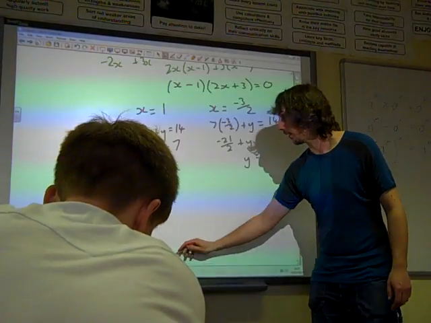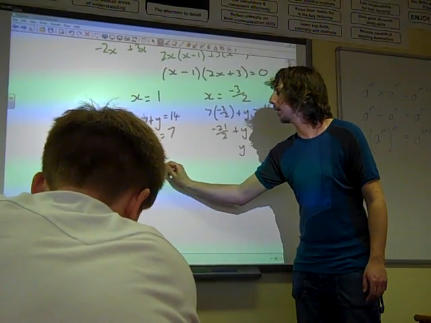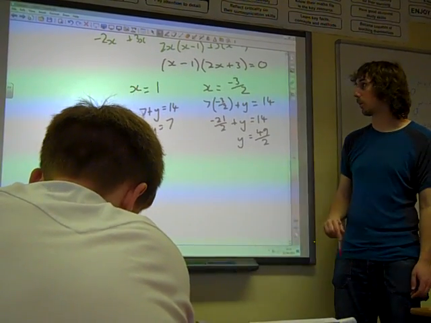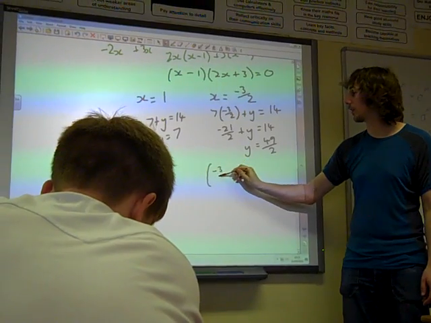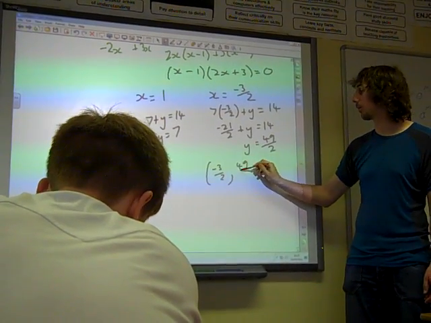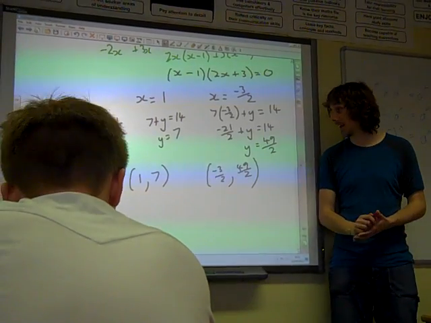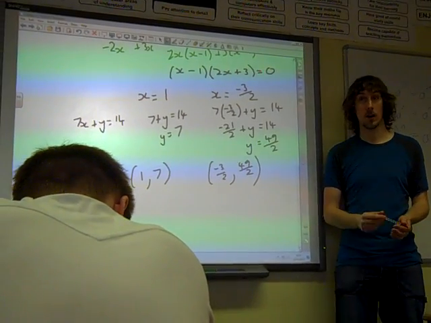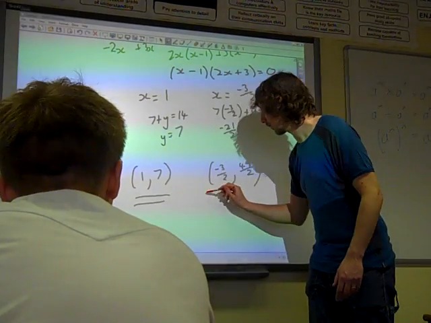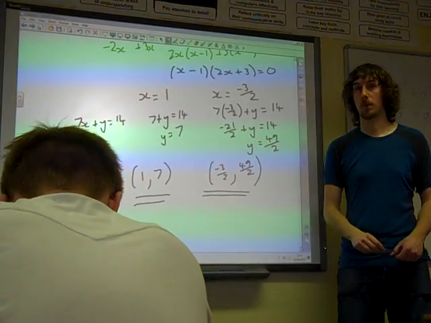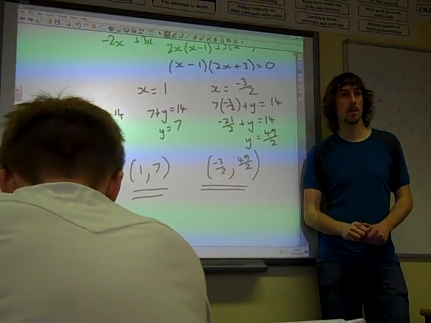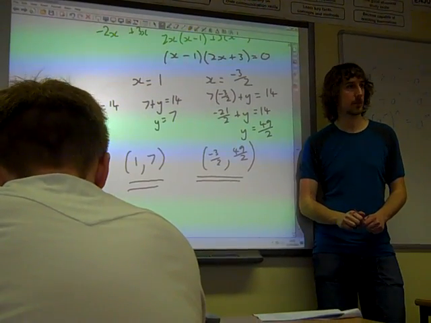Let's actually tidy this up slightly. We've got two coordinates, the point 1, 7 and the point minus 3 over 2, 49 over 2, and that is our simultaneous equation solved. And if you want to, you can do that. There you go. Okay, does that make sense?